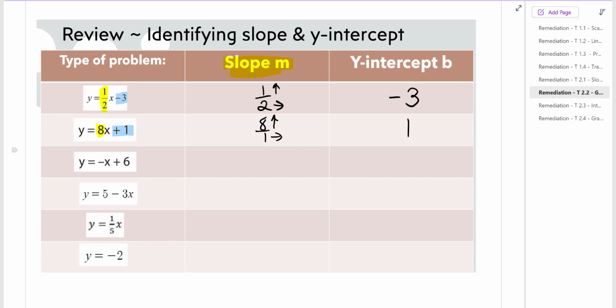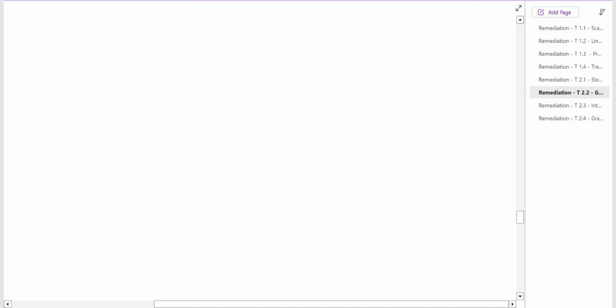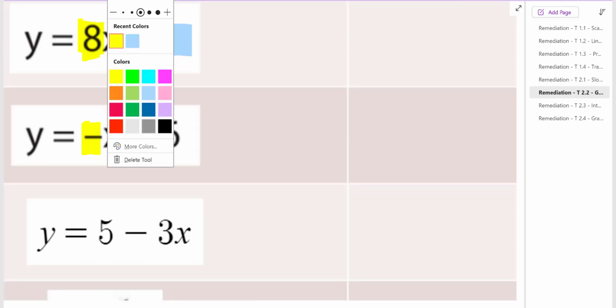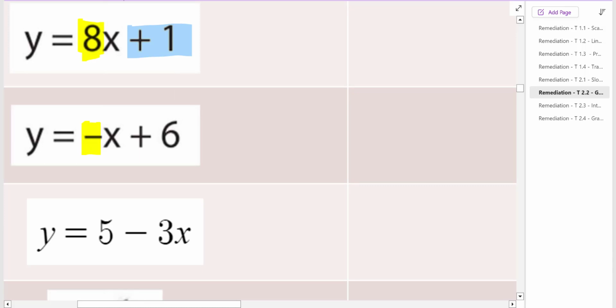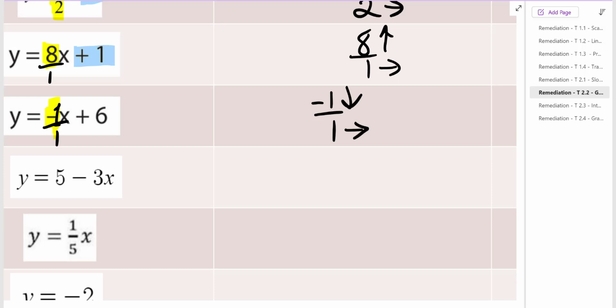Okay, the next one, remember if you don't have a number with x, that means it's invisible and it's a 1. Si no tienes un número con la x es porque es un número invisible y necesitas escribir 1. So en este caso, es negativo 1. So in this case, it's -1. And if there's no number below, si no hay número abajo, siempre es 1. That's going to be down 1, right 1. The y-intercept is 6.